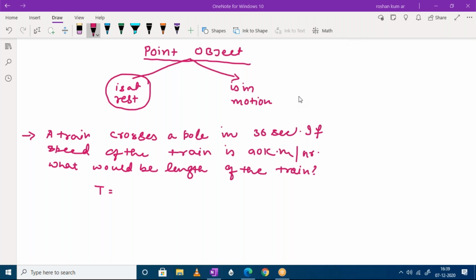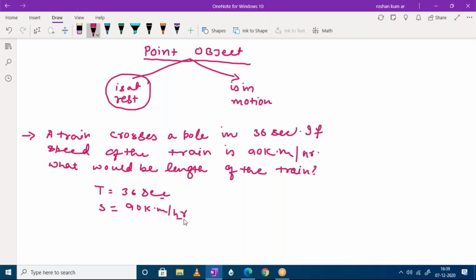So I hope everyone is able to see that we have time equal to 36 seconds. Then we have something called time is missing, and speed is also given directly. Speed is given as 90 kilometers per hour. This is in seconds, this is in hours. I hope everyone is able to see that.